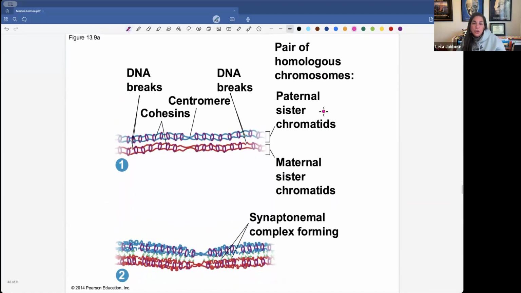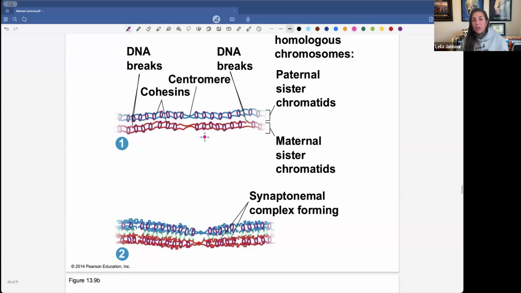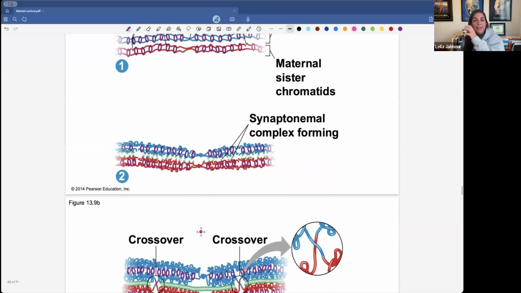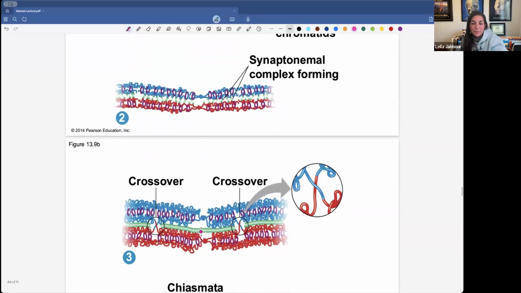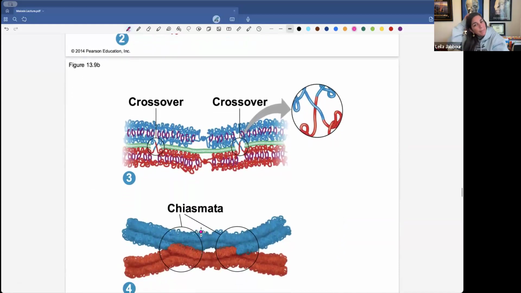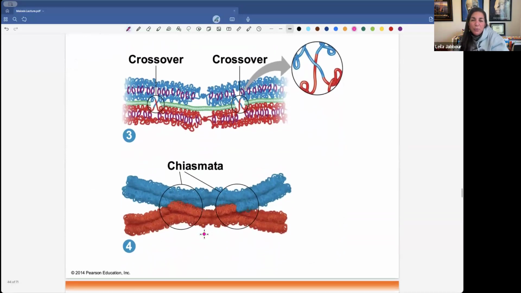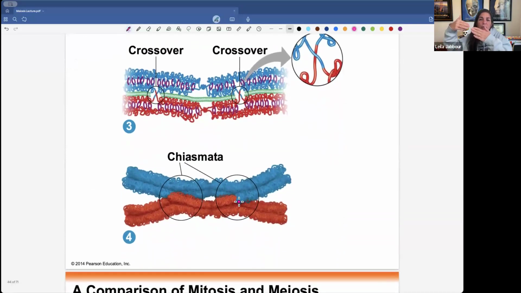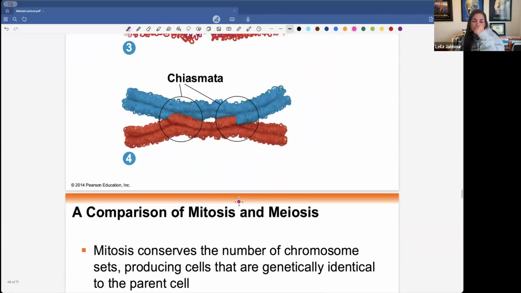All right, so this is just a diagram that shows you DNA breaks, the centromere, the cohesins within the sister chromatids, and then the synaptonemal complex between the homologous chromosomes. So it's a slightly different way of attaching things. Okay, and what happens during crossing over? I think I went over that with the drawings. I used purple and green, and I literally kind of switched an arm and put it on the other side.